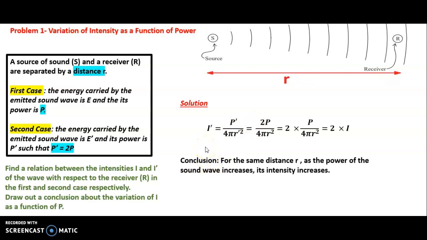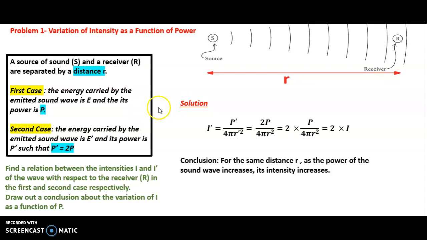Solution. Let's start. I want to find the relation between I and I prime. So I'm going to start with I prime to see how it varies with respect to I. What's the result of I prime? I prime is P prime over 4 pi R prime squared. We're given that P prime is equal to 2P.